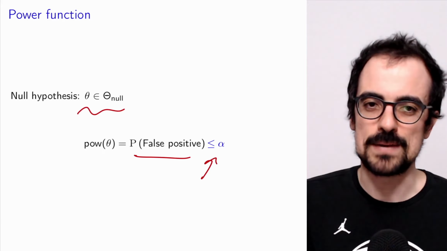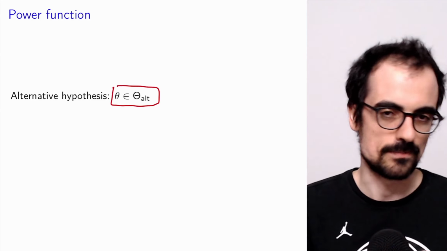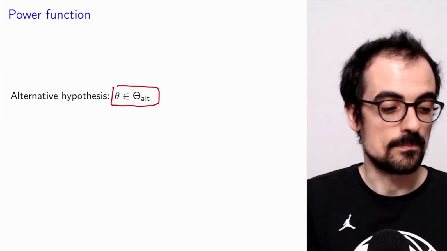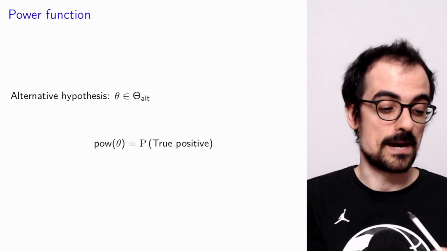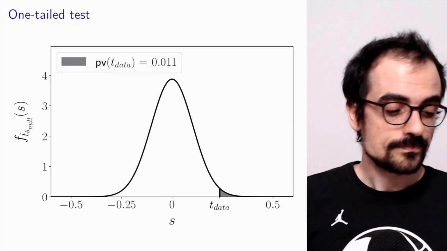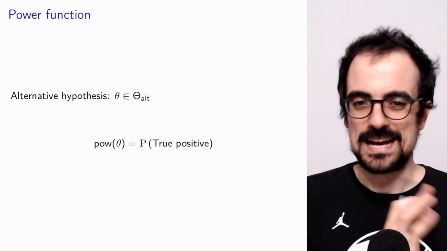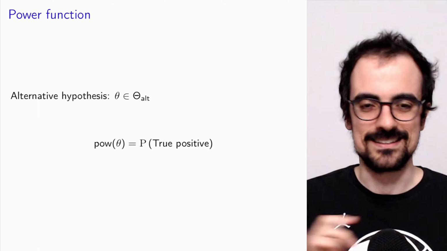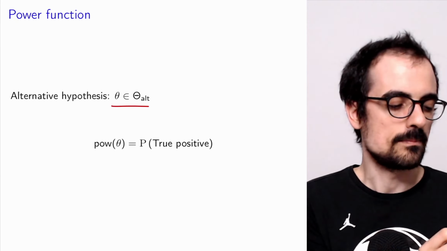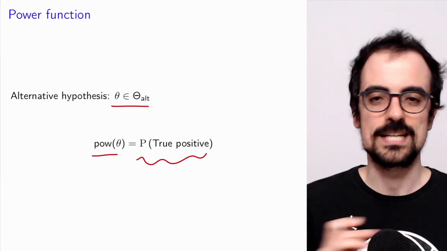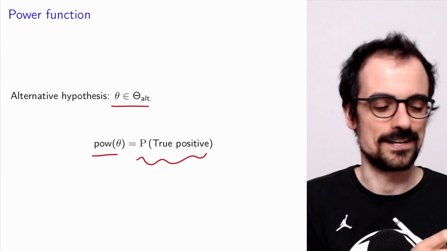So this is not actually the power. The power is when theta actually belongs to the alternative hypothesis. In that case, the probability of rejecting the null hypothesis is the probability of a true positive, which is actually the power. Okay, so now let's use the concept of power. I passed that slide a little bit too quickly. So again, for theta in the alternative hypothesis, the power function does give you the probability of a true positive. I felt that I had accelerated too much there.